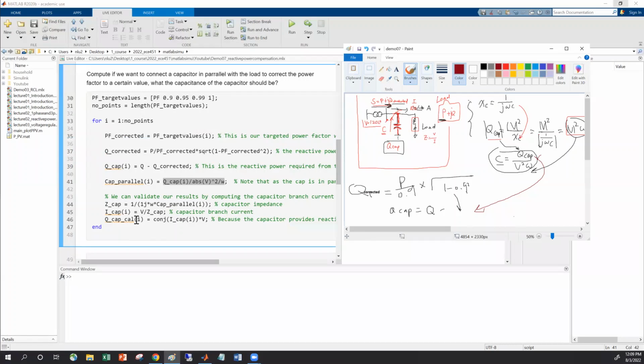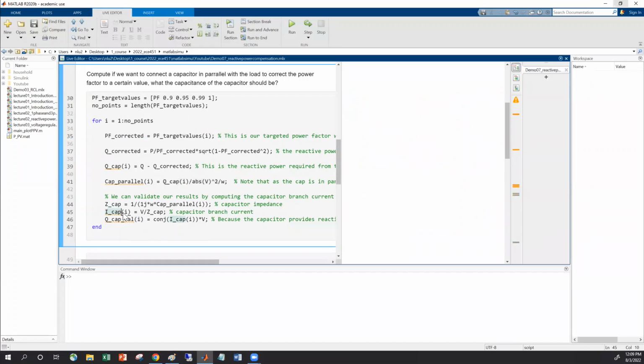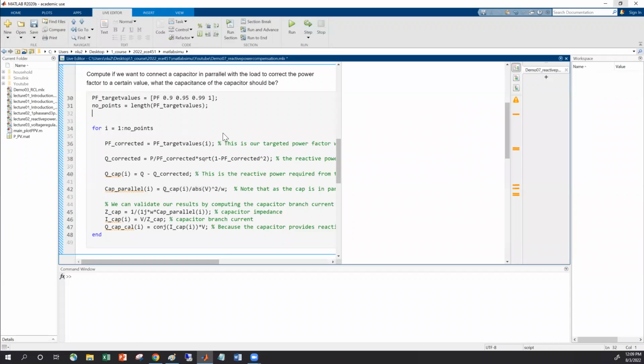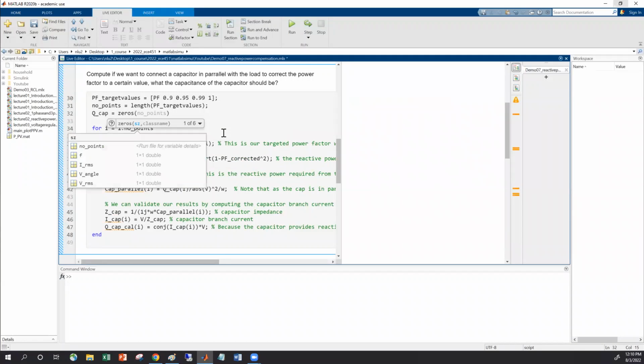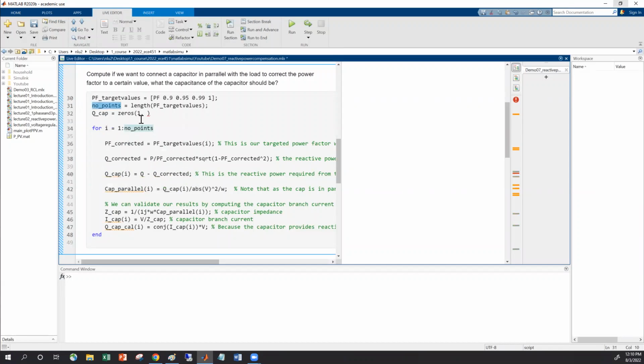So you can see that the reason we need to use this I here is because we want to keep a record, right? Normally when you do that, you want to initialize those values. For example, Q cap equals zeros, and then you want them to be the number of points, because that's how the matrix should look. This way MATLAB will assign a matrix to it. It will expedite your computing. Okay.